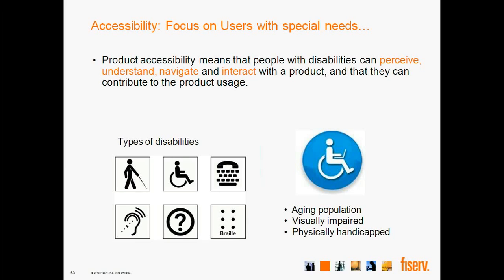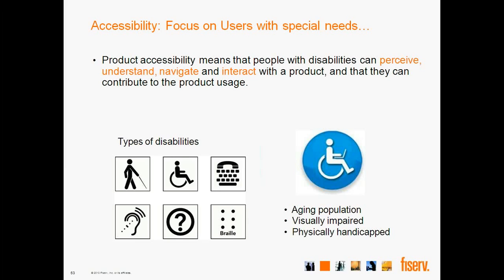There are n number of disabilities, right from hearing disability, cognitive disability, or visually impaired, people not having limbs, physically handicapped. How can you design an application for blind people or visually impaired people? So we need to understand the accessibility needs of the users.